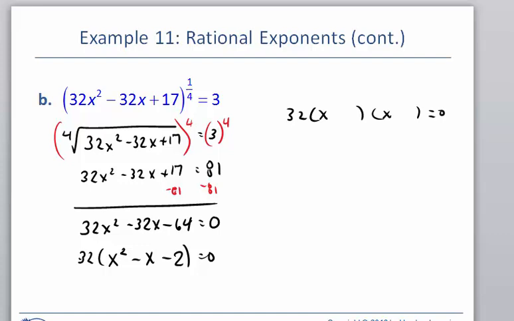We know it has to be x and x for the x squared. For the 2, it's got to be 2 and 1. We want our middle term to be negative, which means the bigger one needs to be a subtraction. And so our solutions would look like 2 and negative 1. And again, you would want to plug in both of those answers into the original problem to be sure that they are truly solutions to our problem.